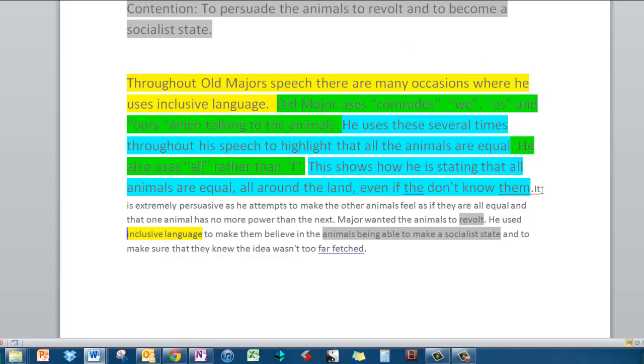So let's reread that last section. This bit here is clunky. He used inclusive language to make them believe in the animals being able to make a socialist state. I need to fix that because it doesn't make a lot of sense. So I'll just have a fix and then we can read what I'll put in. Them, being the animals, believe they are able to make a socialist state, and to make sure the idea wasn't too far-fetched. See how by just making that, it just made it a bit clearer what we were trying to say?